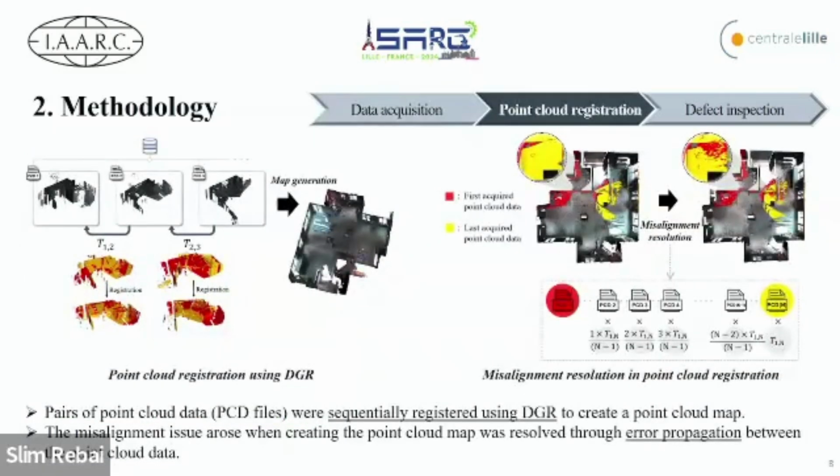And the next step is point cloud registration for visualization. All the acquired point clouds were merged and registered using DGR to generate a comprehensive and precise point cloud map. And in this process, misalignment between point clouds was resolved through error propagation between point clouds.